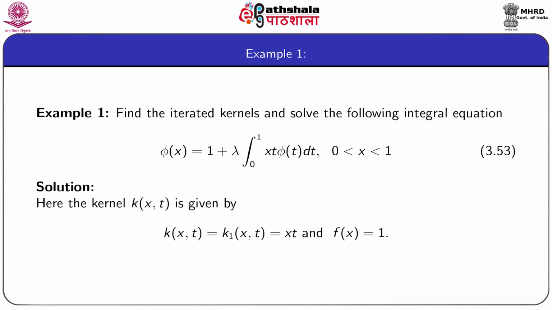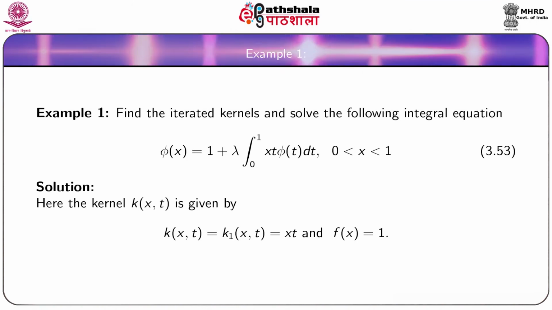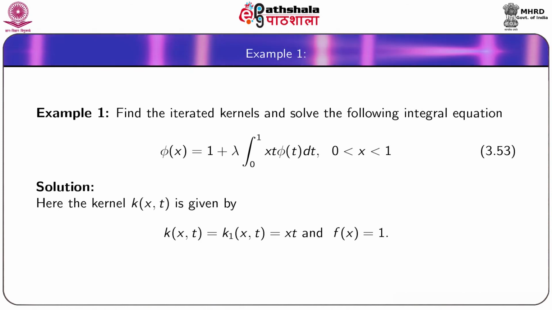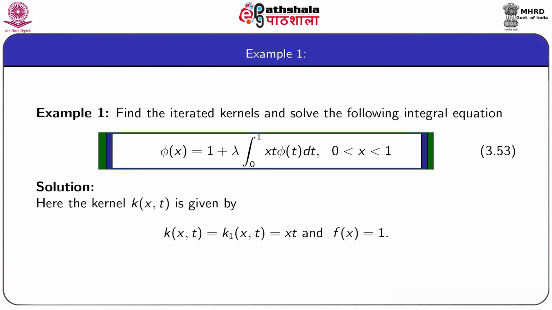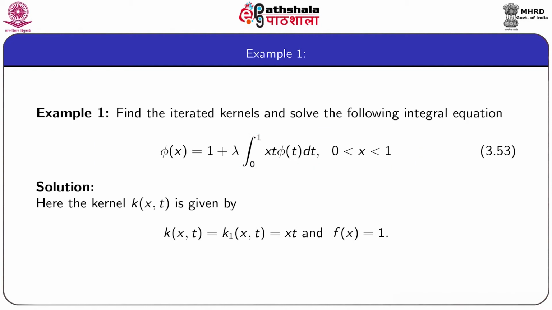Now we consider example 1. Find the iterated kernels and solve the integral equation phi x equal to 1 plus lambda into integral 0 to 1 xt phi t dt, as given by equation 3.53. Here the kernel kxt is given by kxt equal to k1 xt equal to x into t, and the forcing function fx is equal to 1.